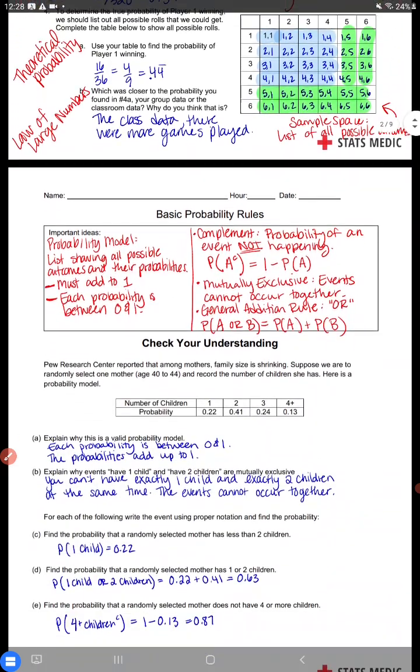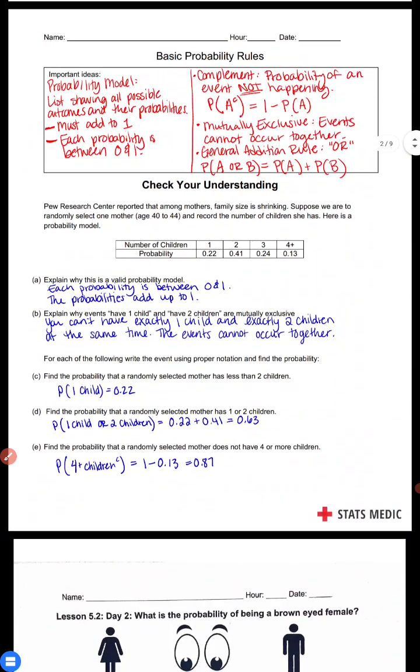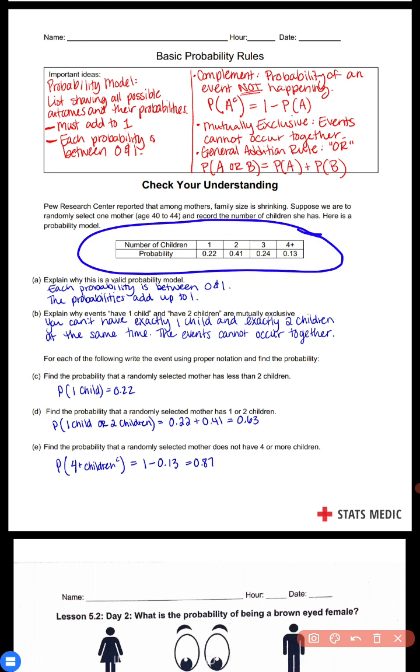Alrighty. So what are some different ways that we can record probabilities? Well, the most common way that you will see probability recorded is in a probability model, which is shown in this table right here. So what is a probability model? It's a list of all the different outcomes and the probability that each outcome occurs.